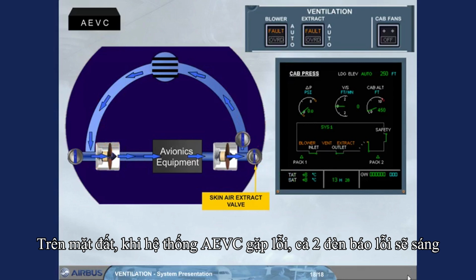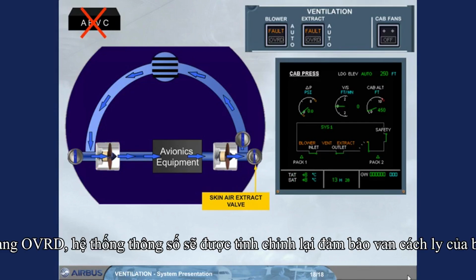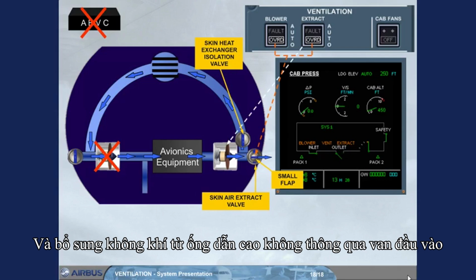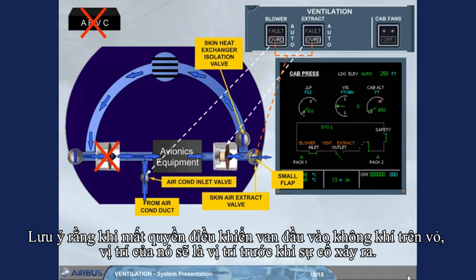On ground, in case of AEVC failure, both fault lights come on. Setting both push-button switches to override allows the ventilation system to be reconfigured by keeping the skin exchanger isolation valve open, by opening the small flap of the closed skin air extract valve, by transferring the control of the extract fan to the push-button switch, and by adding air from air conditioning duct through an air conditioning inlet valve. Note, as the control of skin air inlet valve is lost, its position will be the one before the fault occurs.